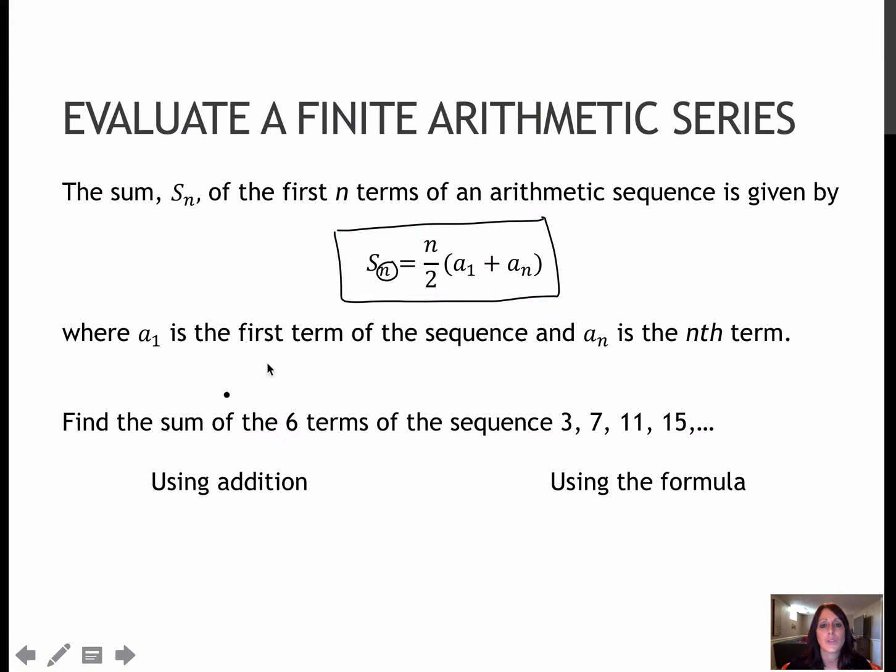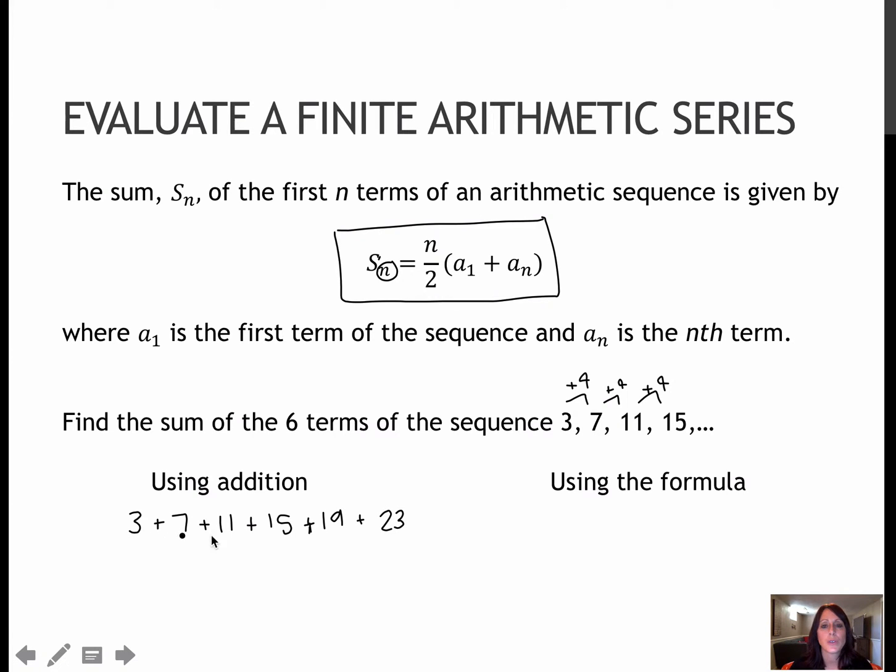So for instance, first we're going to do it without this formula. Let's just find the first 6 terms of this sequence. So we're going to add 3 plus 7 plus 11 plus 15. Now what would the next terms be? Well, I added 4, so it looks like my common difference was 4, which means that the next term would be 19, and then the next term after that would be 23.